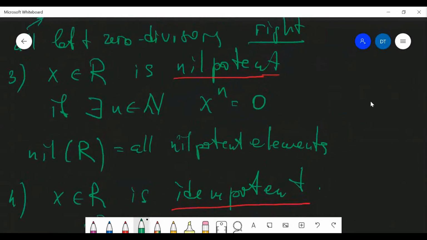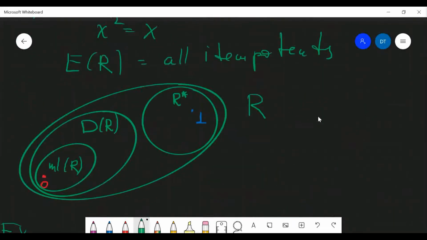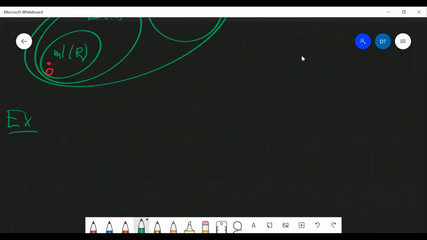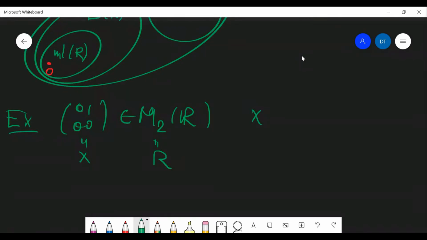For example, let me show you an example. You may take a matrix like this in a ring like this. This is your x, and this is your R. Then if you take the second power of x, you will get a zero matrix. So x is nilpotent.